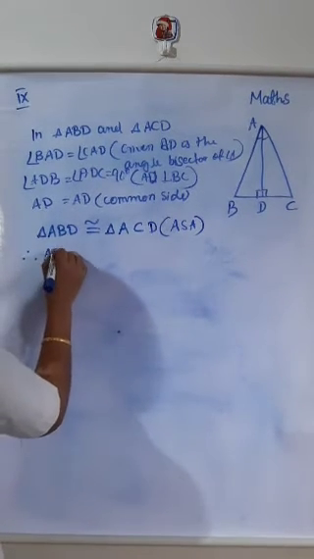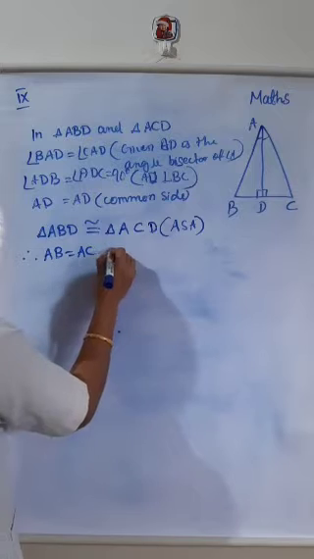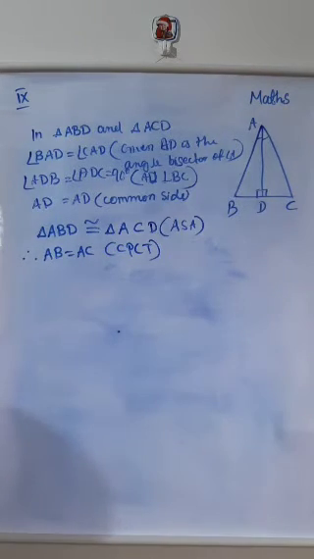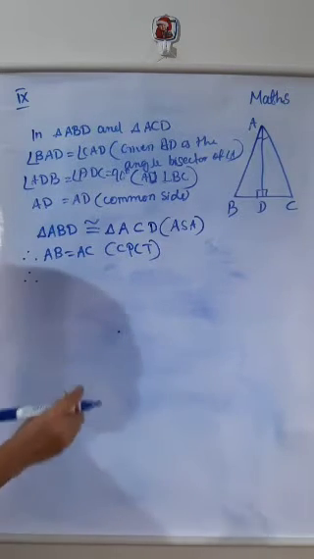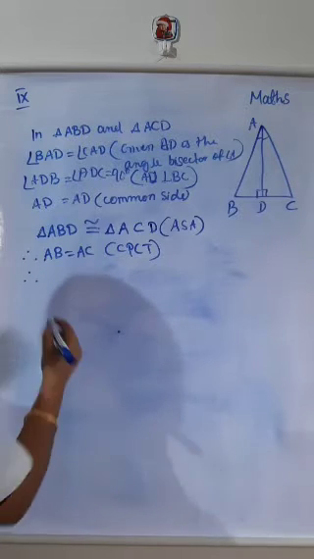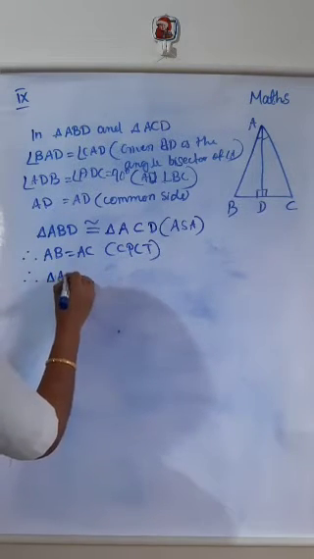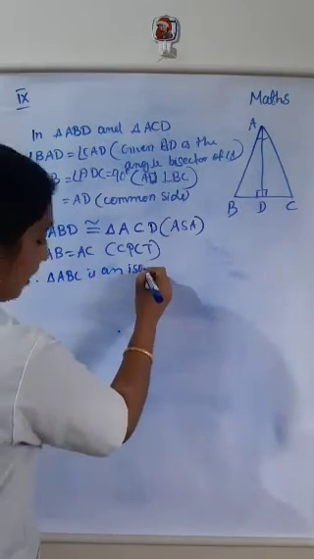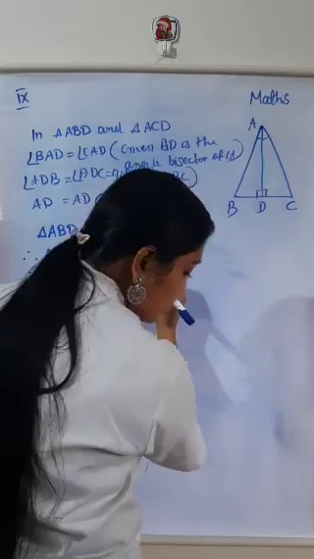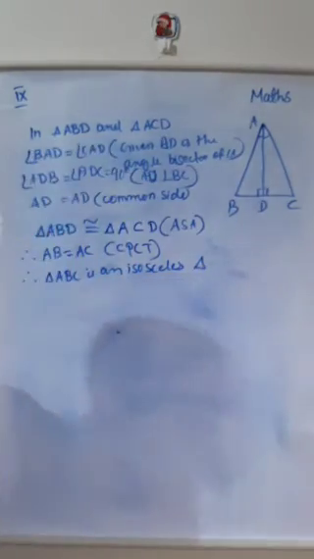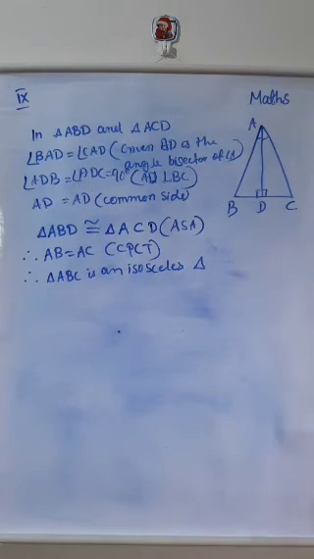Therefore AB is equal to AC, by CPCT. In a triangle, if two sides are equal, then it is an isosceles triangle. Therefore, triangle ABC is an isosceles triangle.